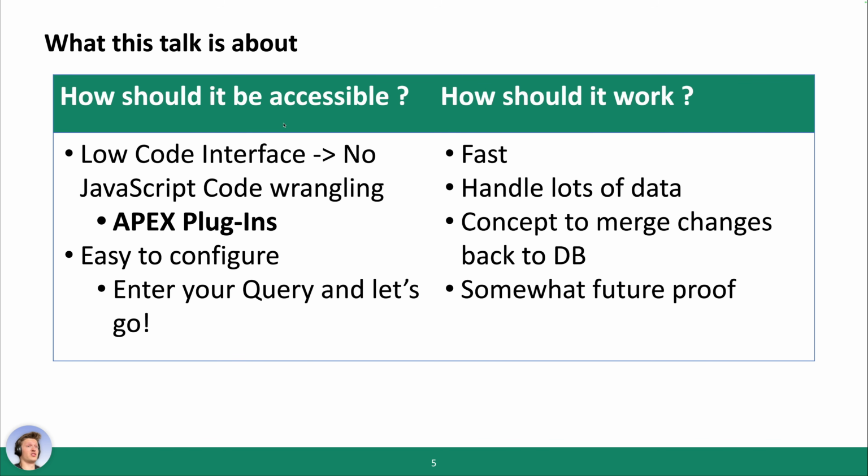How should it work? It should be quite fast. It should be able to handle lots of data, not just a few hundred rows. I'm thinking of thousands of rows, maybe billions. Also, one complexity with offline Apex, or offline apps in general, is that you still have the central database, your source of truth. If users make changes on the clients, they need to be processed so they get merged back into the Oracle database at a later point. And the concept should also be somewhat future-proof.